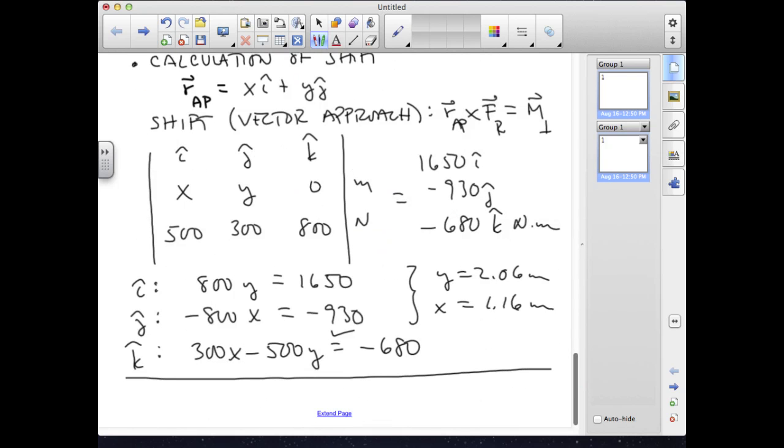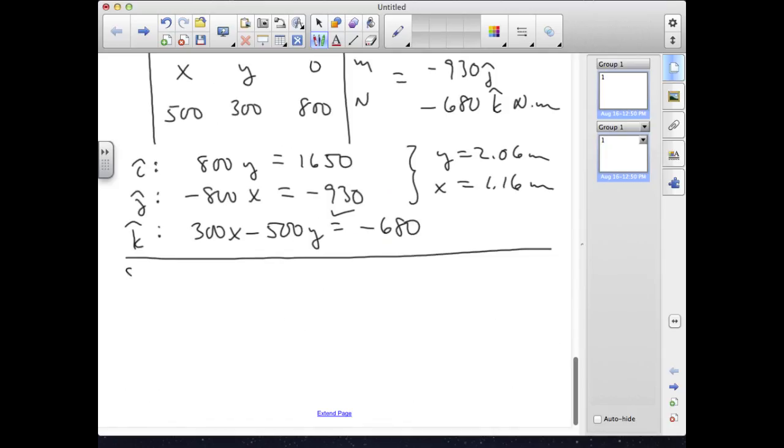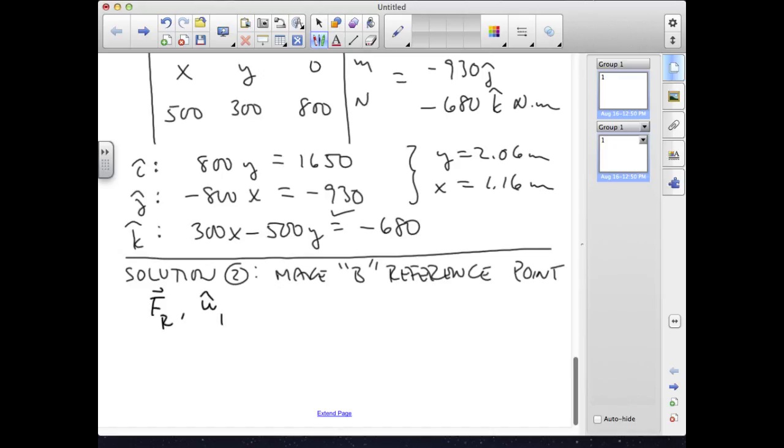for solution 2, we're going to make point B the reference point. And our resultant force and the corresponding unit vector are the same. Okay, but now our resultant moment about B is going to be different. This is going to be 3,800 K Newton meters.